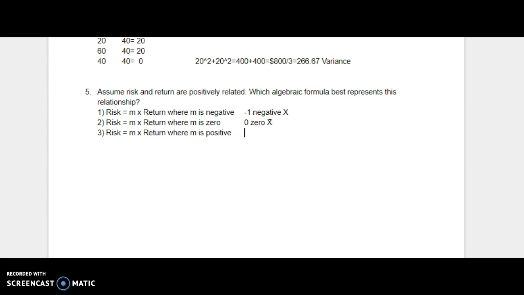Our third and final option says risk equals m times return, where m is positive. So if we multiply something by a +1, we are going to get a positive number. So this is going to be our best answer for number 5.